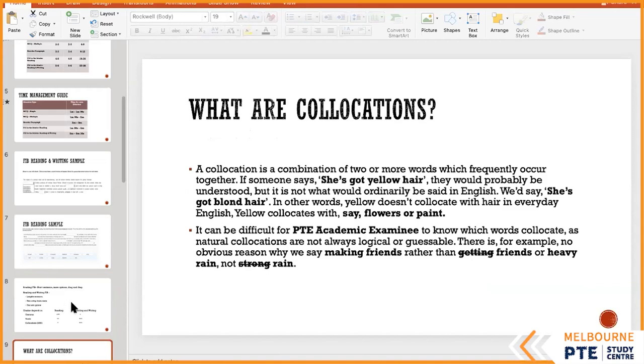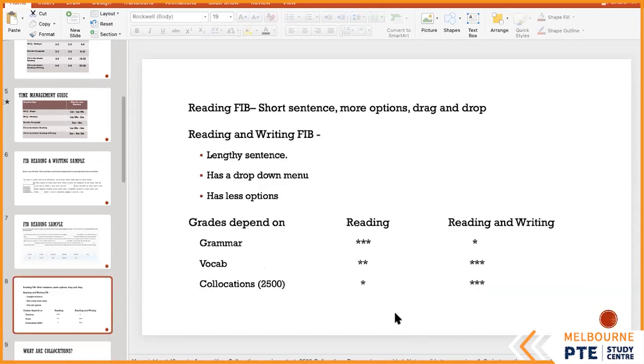Okay. So collocation, any idea? Let's start with a general question. Does anyone know what collocations are? Any idea? Okay. Collocations are two words that are always and often used together. Two words that are always used together. It can be two or more, but mostly it's two words. Any idea what those words are? Can anyone give me an example?